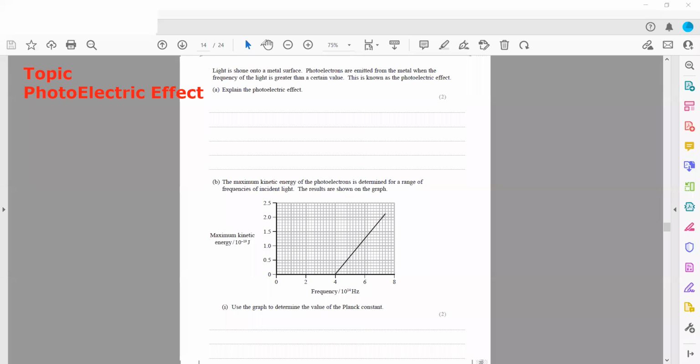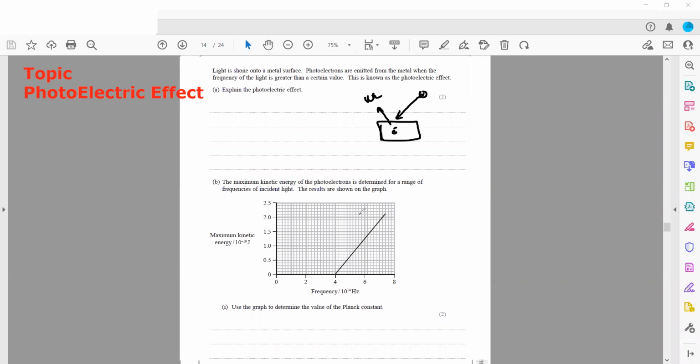So the topic is the photoelectric effect. Light is shone onto a metal surface and photoelectrons are emitted. Basically, the light comes in the form of packets called photons. When the energy of a photon is greater than or equal to the work function, the minimum possible energy needed to remove an electron, the electron is removed. These electrons will come out and they will have kinetic energy.